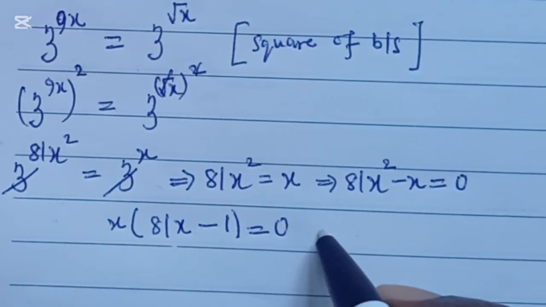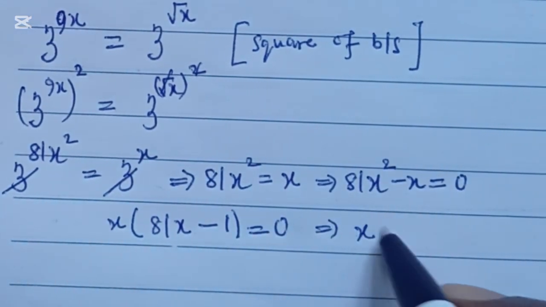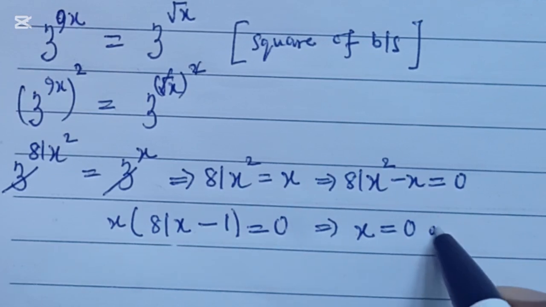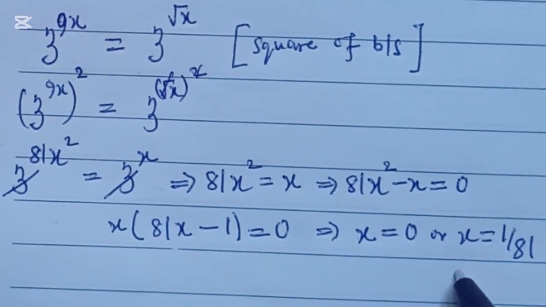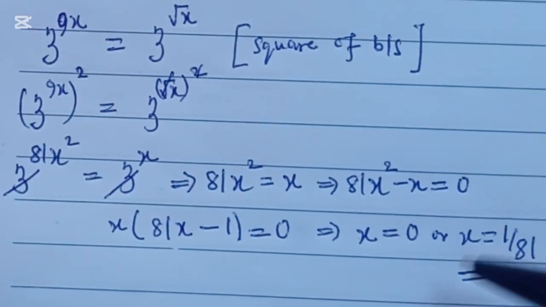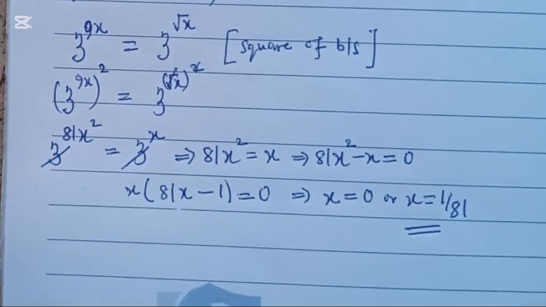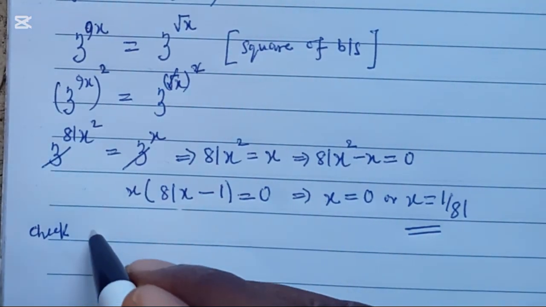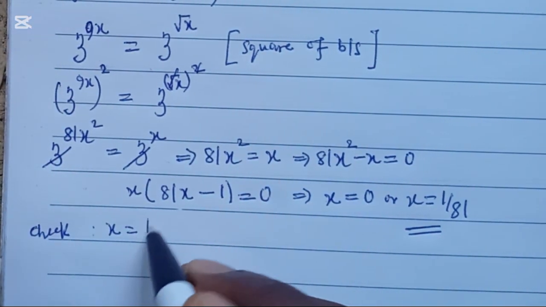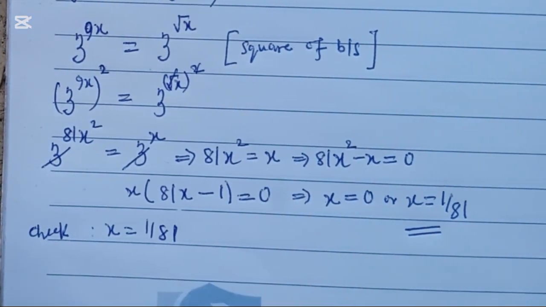When you equate this to 0, you find that the solution becomes x is equal to 0 or x is equal to 1 over 81. So these are the two values of x. So fix this both into this equation. Let's verify. So let's do a quick check. A quick check, I'm going to check for x is equal to 1 over 81. That's the non-trivial solution.